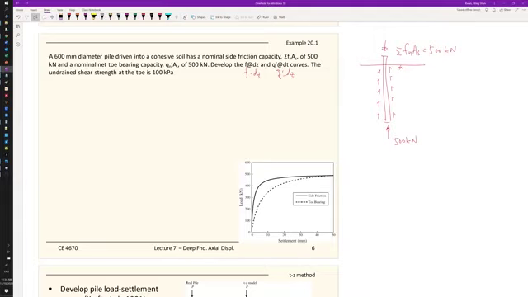Also, each of the three settlement components depends on the pile loading, or how much loading has been mobilized, or the loading mobilizing the displacements. And also we know the undrained shear strength of the soil at the bottom. So here the clay strength is 100 kilopascal. Okay, so first, we look at the side friction.